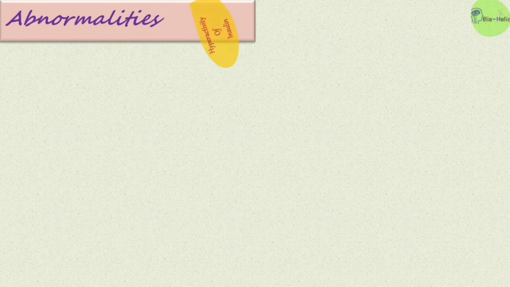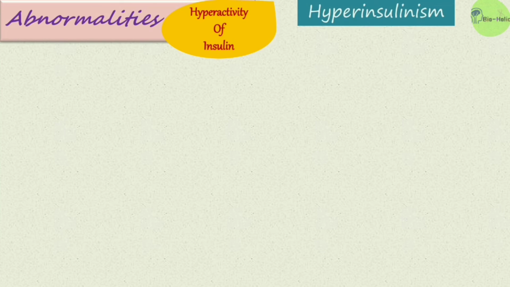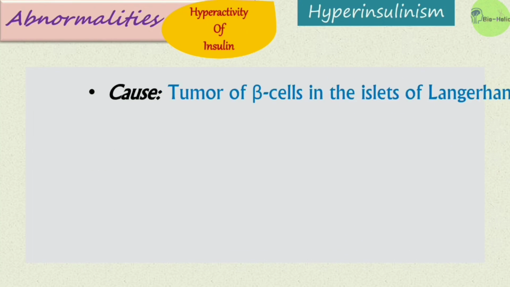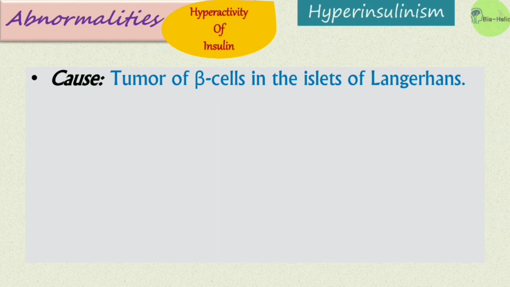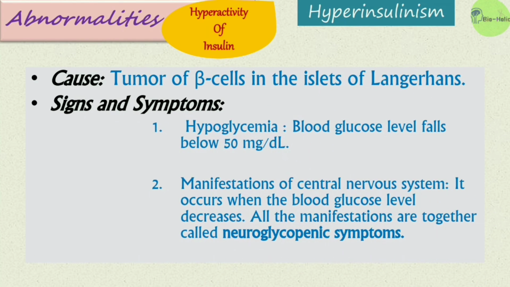On the other hand, hyperactivity of insulin can result in hyperinsulinism or hyperinsulinemia. This can be caused by a tumor of beta cells in the islets of Langerhans. The signs and symptoms include hypoglycemia, where the blood glucose level falls below 50 mg per dl, and manifestations of the central nervous system also occur. It occurs when the blood glucose level decreases. All the manifestations are together called neuroglycopenic symptoms.